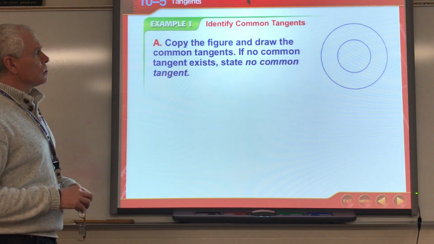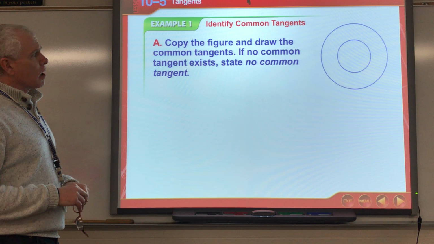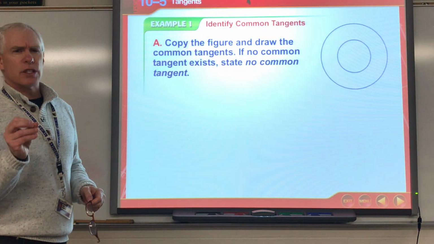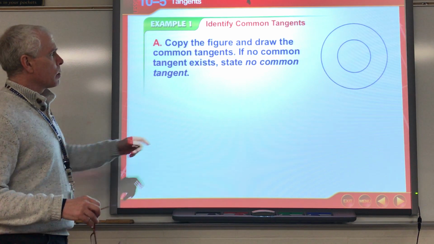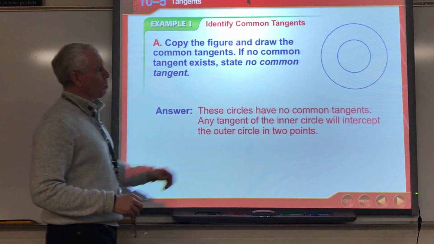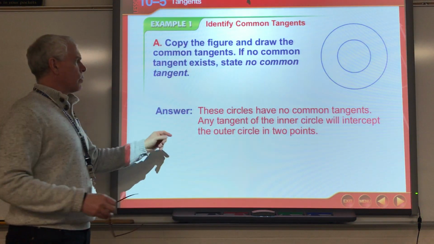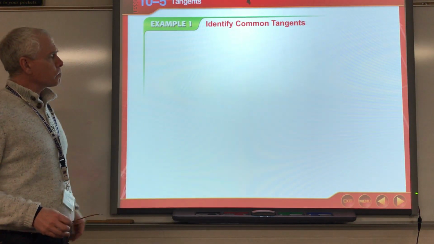So this particular circle, can we draw a common tangent? Is there a tangent that would be, a line that would be tangent to both circles at the same time? And I would argue there is not in this case. No matter what I do with this inside one, it will touch the outside one in two places. So I don't think there are any common tangents here.